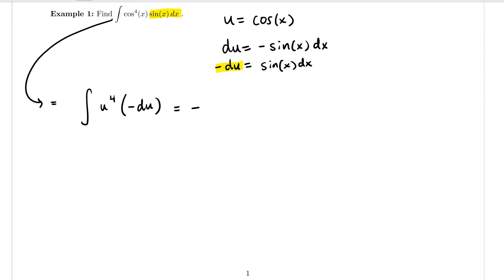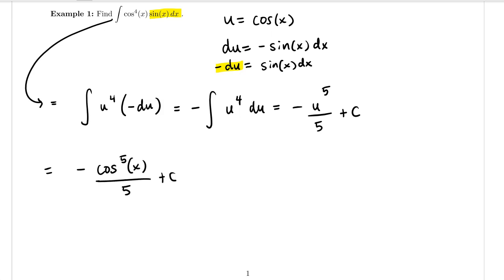I'm going to go ahead and factor out my negative sign. And this gives me negative u to the fifth power over 5 plus c. And then we just want to make sure that we plug in our original u back in so that our final answer is in terms of x. And this is our final answer.